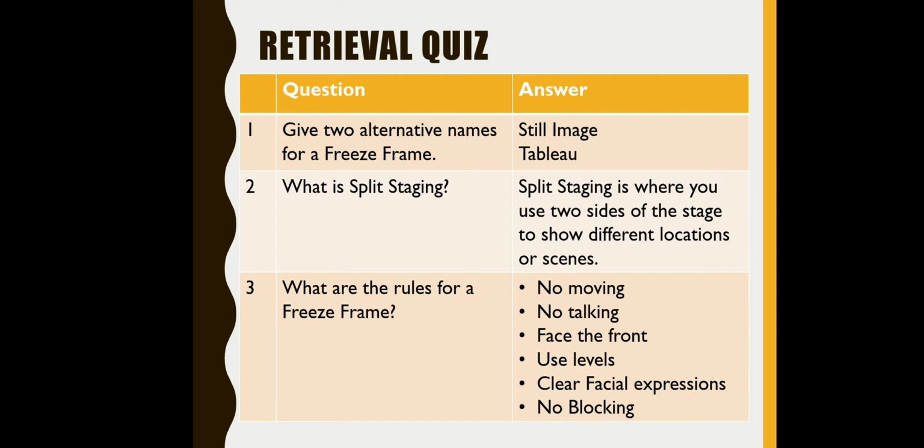3. What are the rules for a freeze frame? The rules for a freeze frame are no moving, no talking, face the front, use levels, clear facial expressions and no blocking. If you have any of these answers incorrect, please write the correct answers next to the relevant questions.